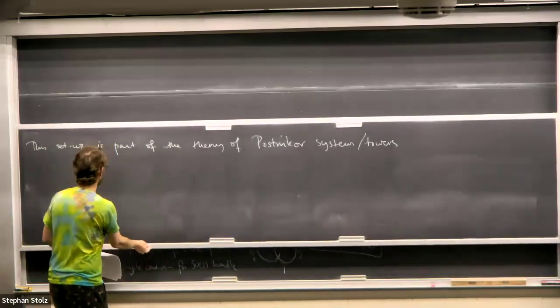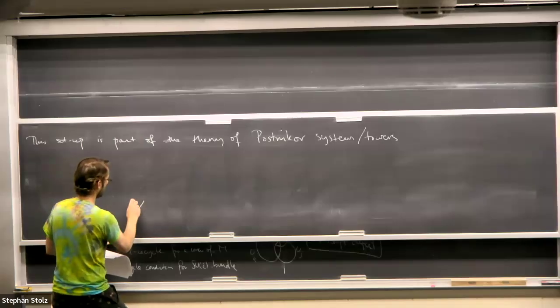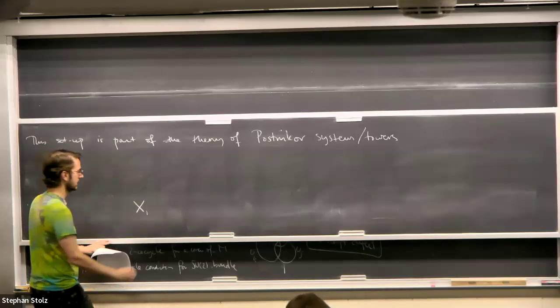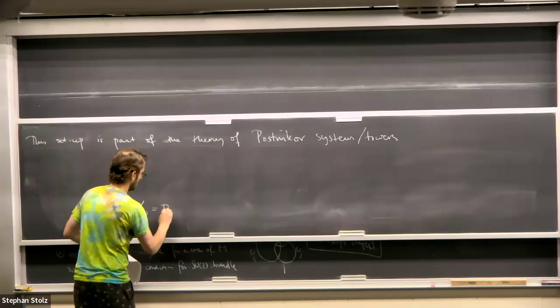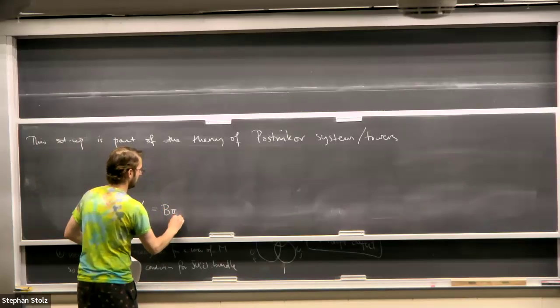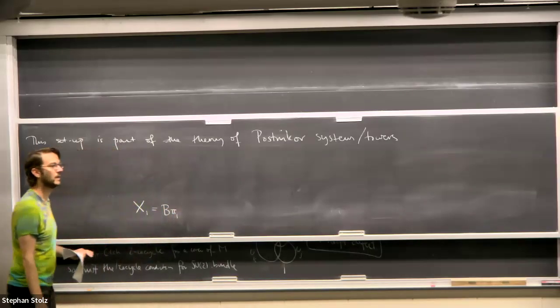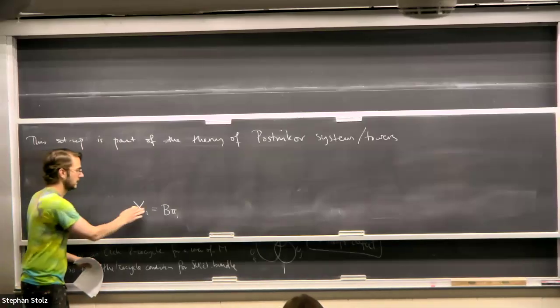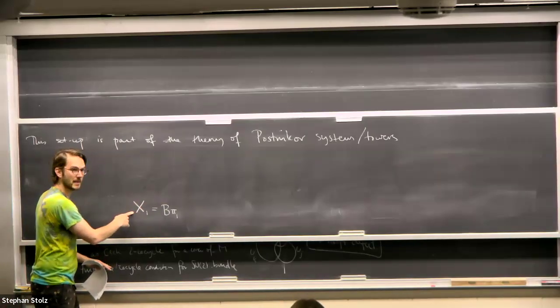Okay, so you start with the space. Here's an example of a tower. You start with the space, I'll call it X1, and it's B of some group pi1. So it only has a homotopy group in pi1.